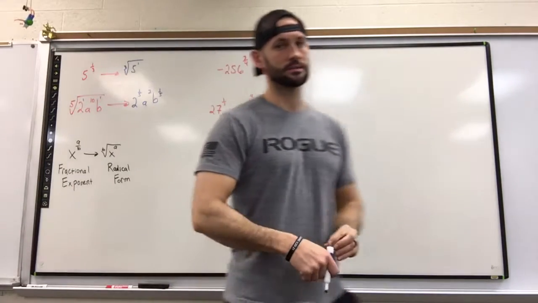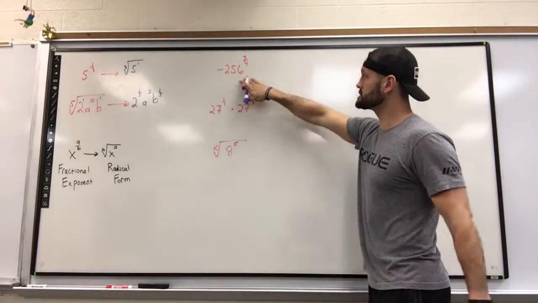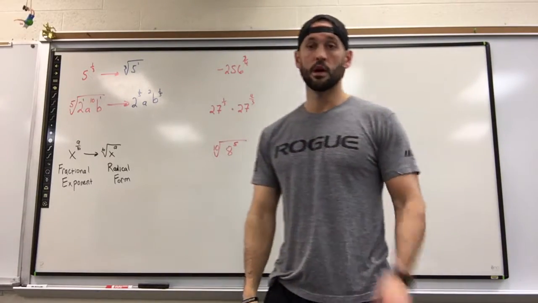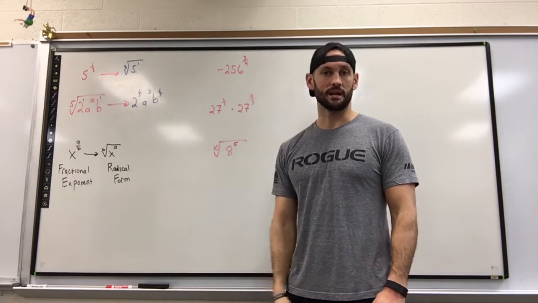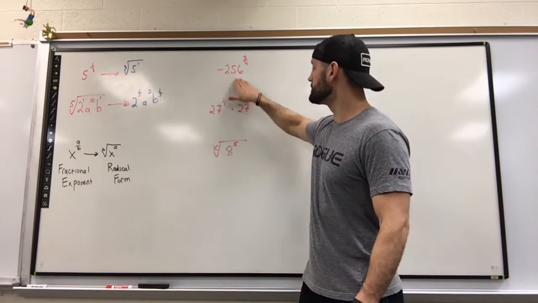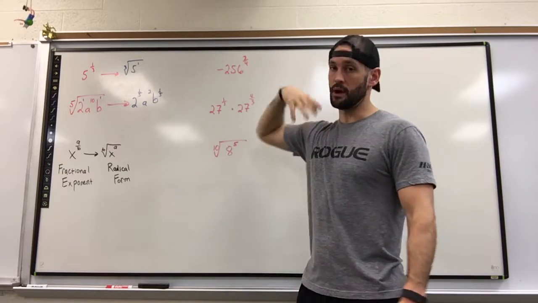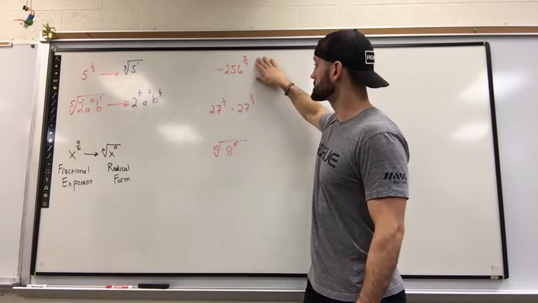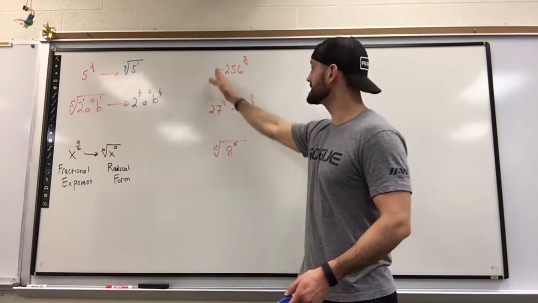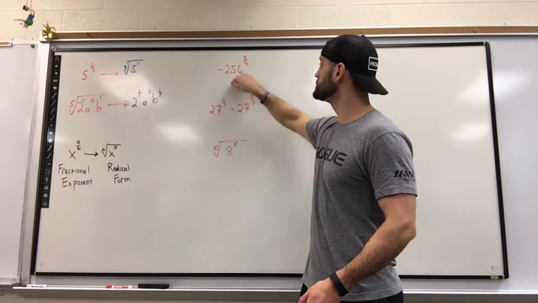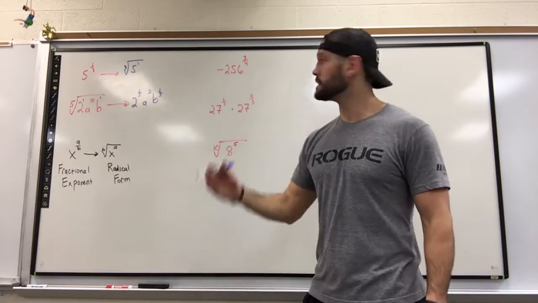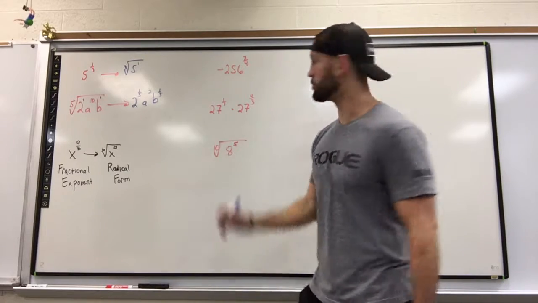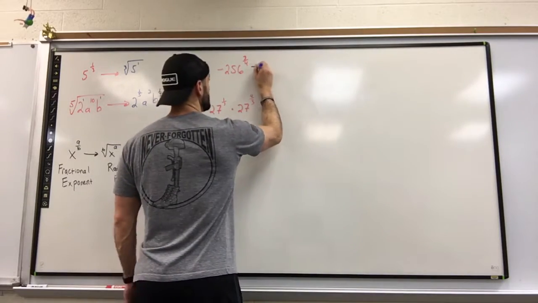Now let's start evaluating some things. They give you negative 256 to the 3/4 power. First thing I want you to identify, that negative is on the outside, right? That 256 is not negative. Remember, order of operations. Exponents come before multiplication. This is technically negative 1 times 256 to the 3/4. So ignore that negative till the very end. I'm only going to look at 256 to the 3/4. So that's what we're going to attack first.